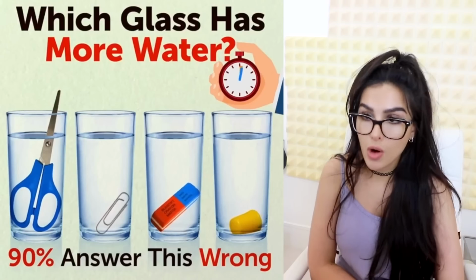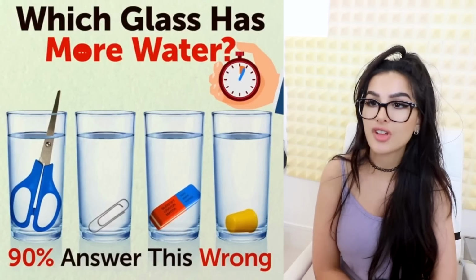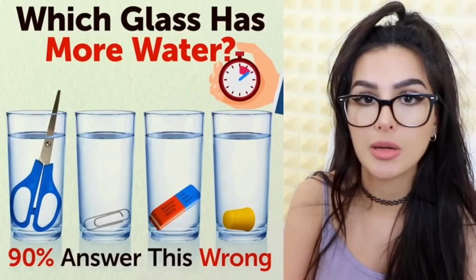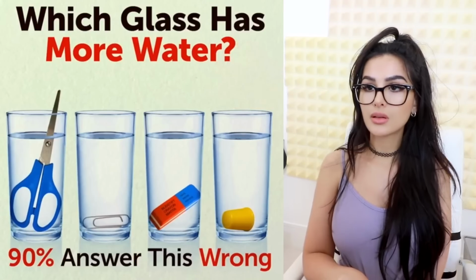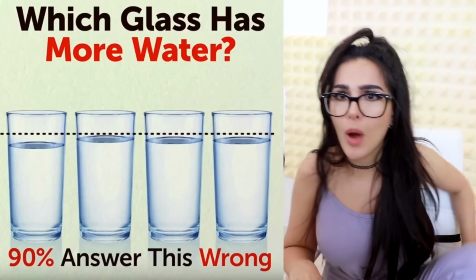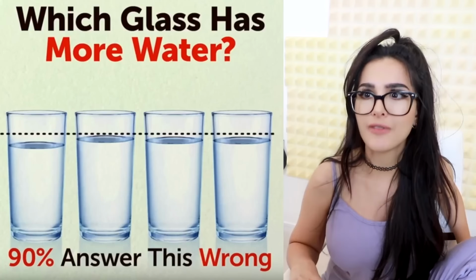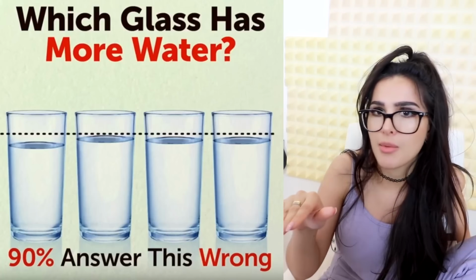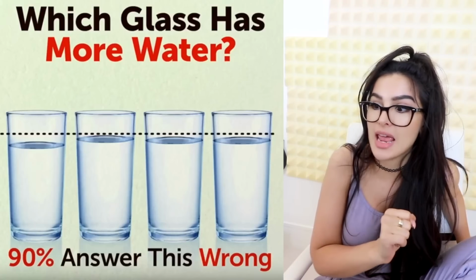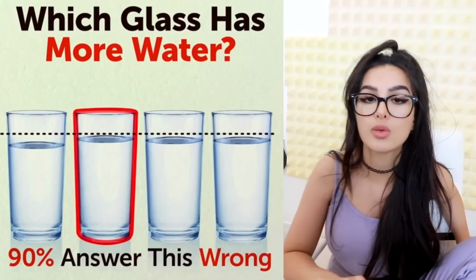Which glass has more water? Okay, so whatever's heavier. Oh no, whatever's lighter. More water, so whatever's lighter. The paper clip. I think it's the paper clip. Wait, what is this animation? I was right for a second and then they're all leveled to the same amount of water. No, you can't tell me a paperclip weighs the same as scissors. Yeah, that's right, I was right.